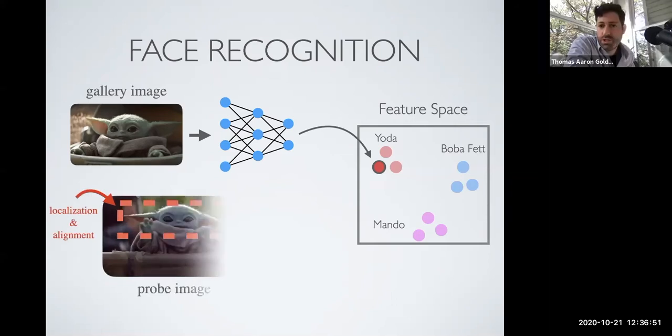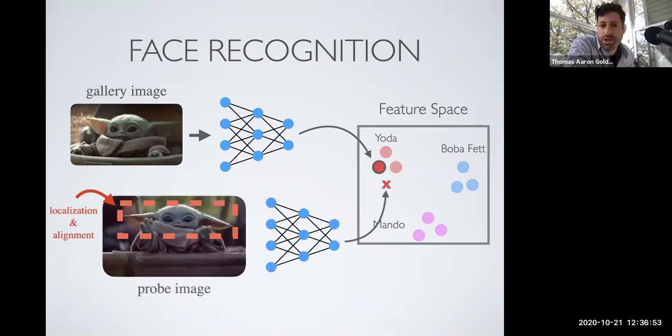And then at test time, you get a probe image. This is something that might come from, say, security camera footage or video that's acquired in a public space. You run some sort of localization and alignment to extract the face, push that through a neural network, and then you see where the features land in feature space, and then you do some sort of feature matching. So in this case, you say, well, this image lies really close to all the Yoda images, so this is probably baby Yoda.